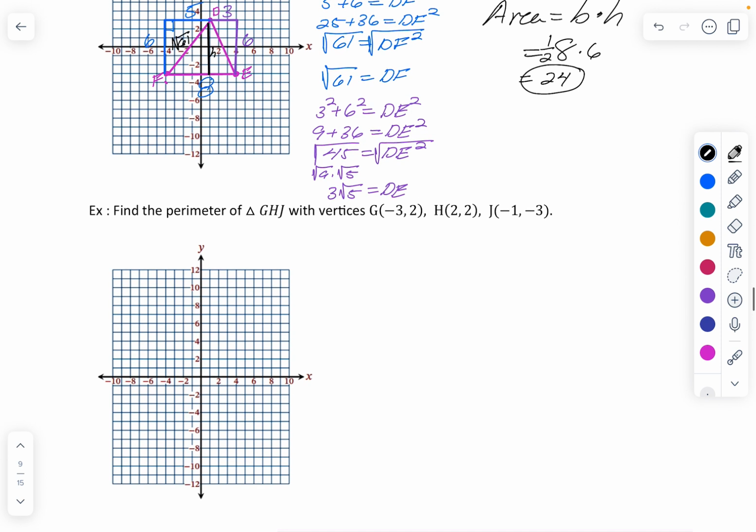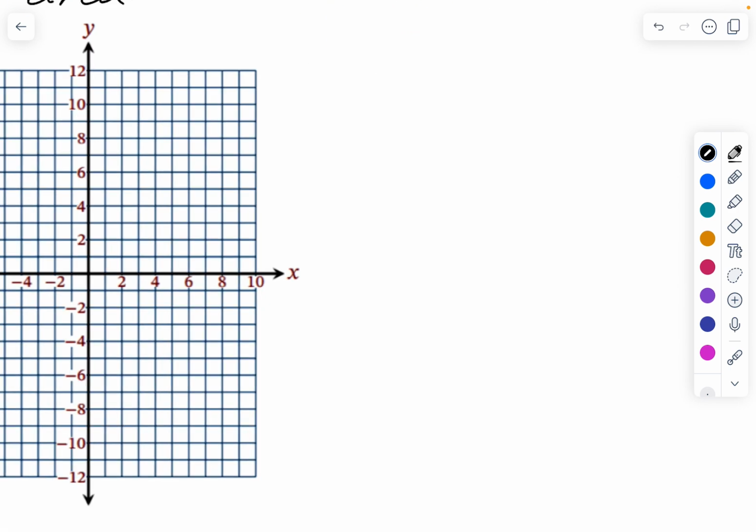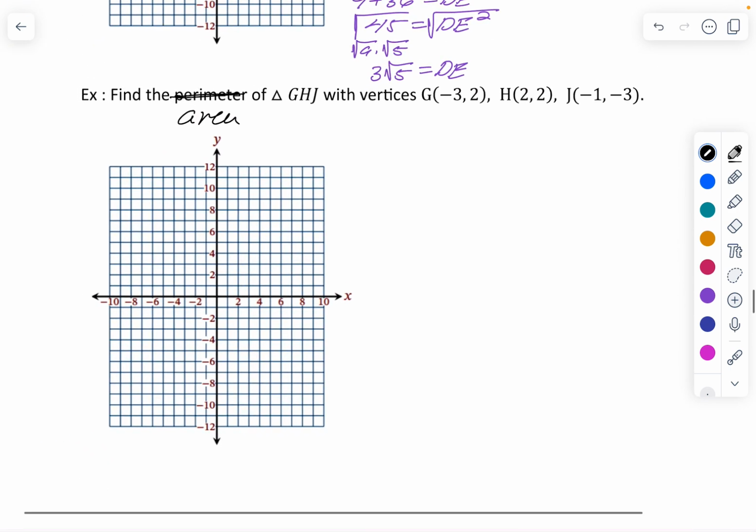Now for this next one, we're not going to do perimeter again. We just had a lot of practice in that. We're just going to find the area. So let's see. G is -3, 2. -3, 2 is right there. G. H is 2, 2. H. And then -1, -3 right here is I. So we're going to form that triangle.